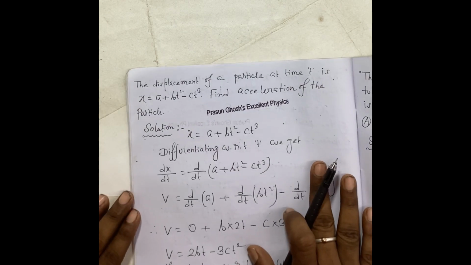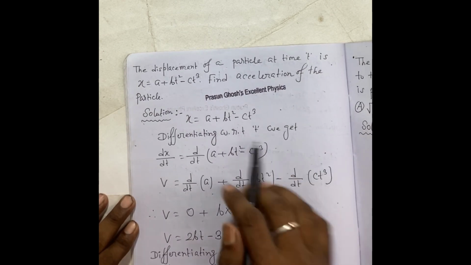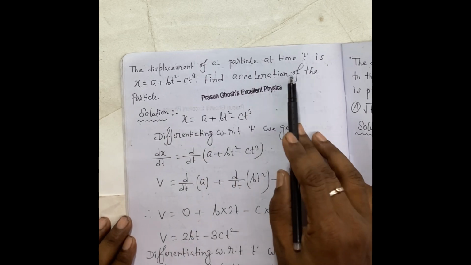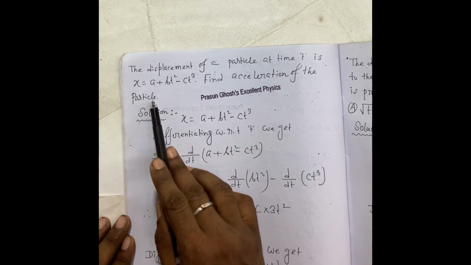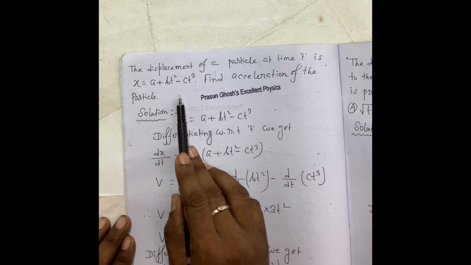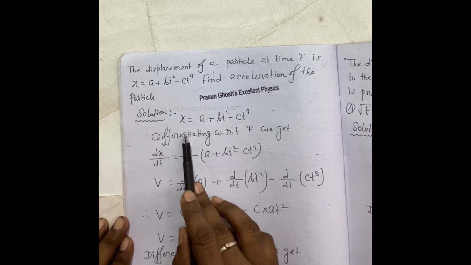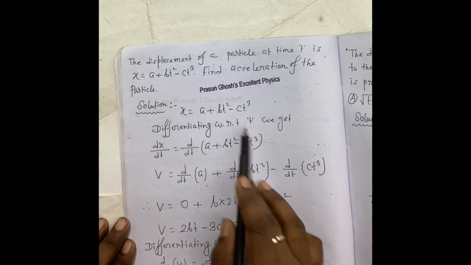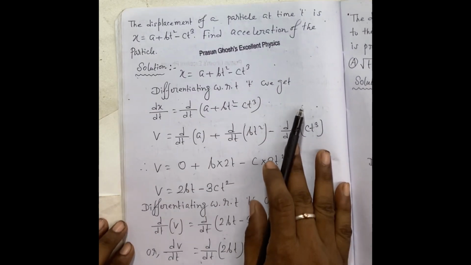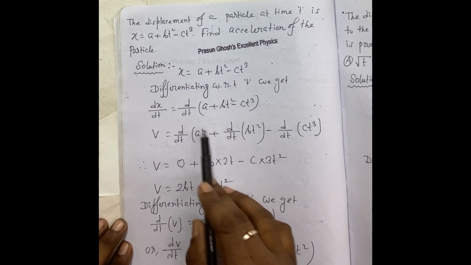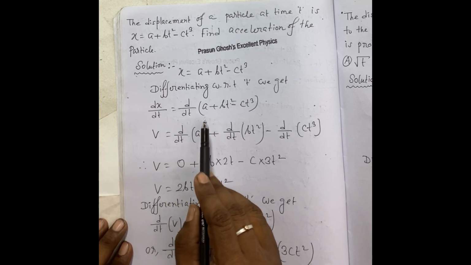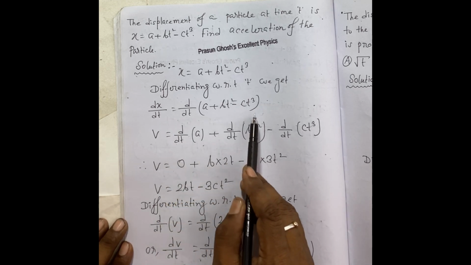That is another problem. The displacement of a particle at time t is x equal to a plus b t square minus ct cube. Find the acceleration of the particle. X is given, differentiating with respect to t, we get dx/dt equal to d/dt of a plus b t square minus ct cube.